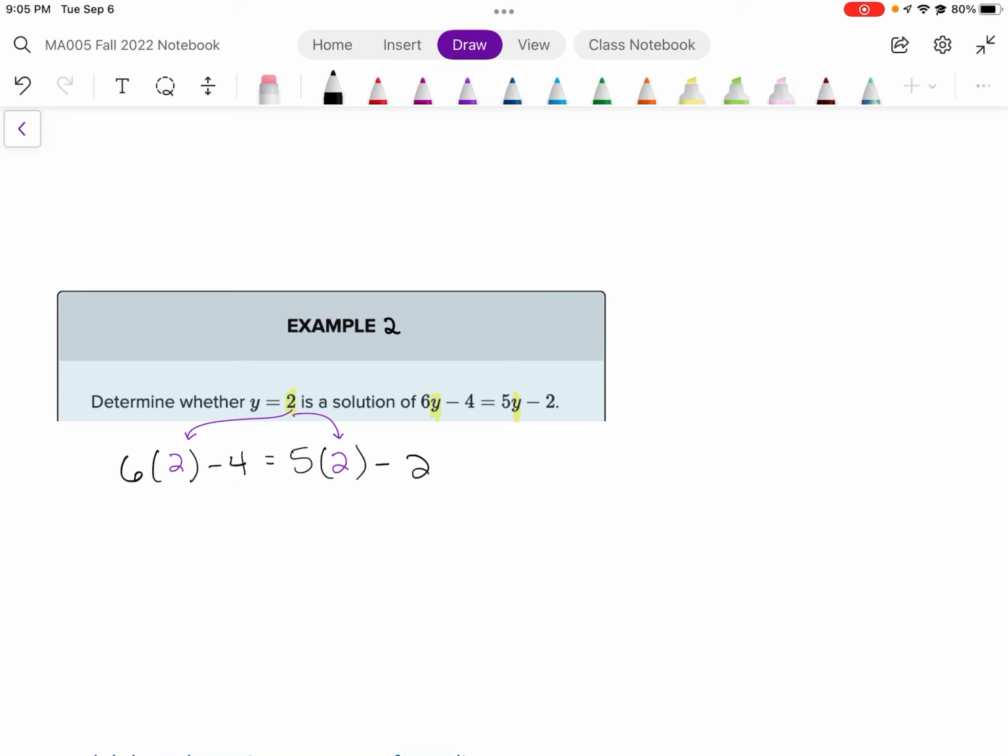Okay, so 6 times 2 is 12, minus 4 equals 10 minus 2. 12 minus 4 is 8. 10 minus 2 is 8. That is true. So the answer is yes, it is a solution.